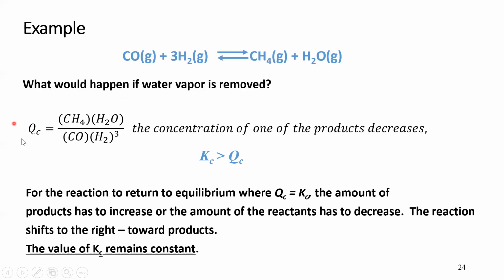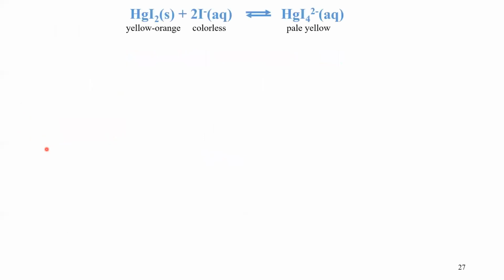Okay, thinking about what this expression means, if we were to increase product, that would increase Q, which way would the system shift? Or if we were to increase reactant, what would happen to Q and which way would the system shift? So let's look at some examples. And these are actually some kind of cool examples.